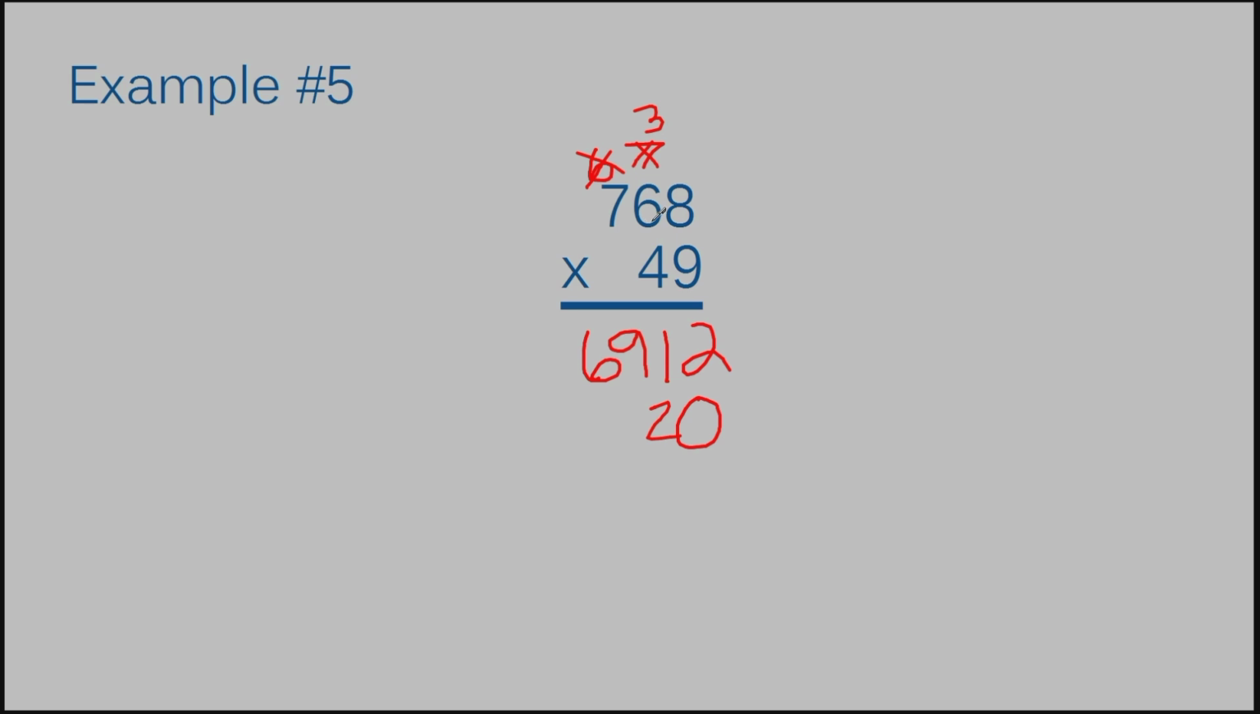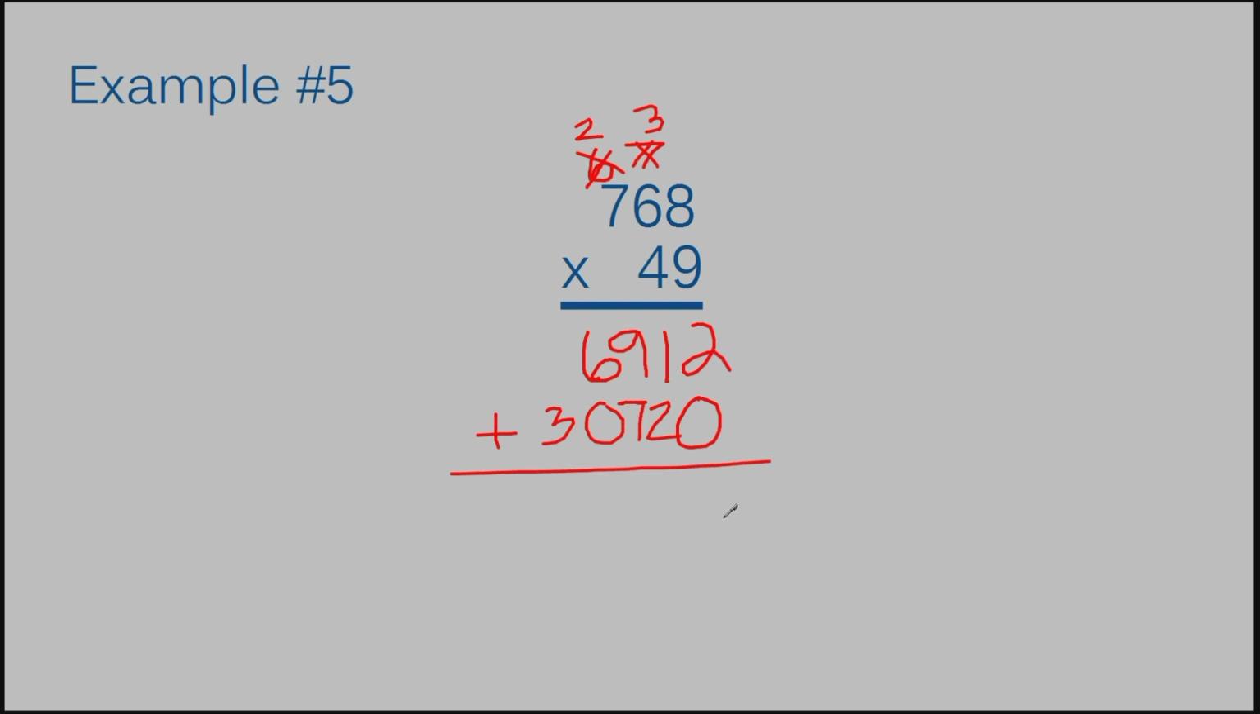4 times 6 is 24. 24 plus 3 is 27. Carry my 2, write down my 7. The 7 is under the 9. 4 times 7 is 28. 28 plus 2 is 30. The 3 is not under anything. My 0 is under the 6. Now it's time to add these.